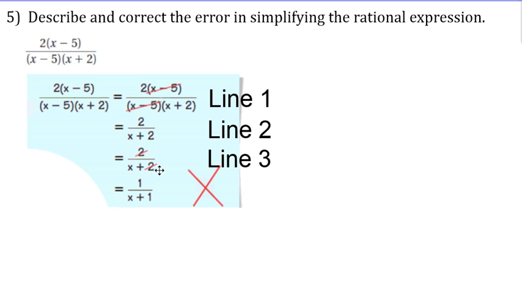In line 3, the student decided to divide out the 2's. We can't do that, unfortunately, because they are not exact matches. They're not like terms. This is just the value of 2. This is the value of x plus 2. Therefore, we should have stopped the problem here at line 2 and said our most simplified result should be 2 divided by x plus 2. Again, only common factors, exact matches, can be divided out as we're simplifying our rational expressions.